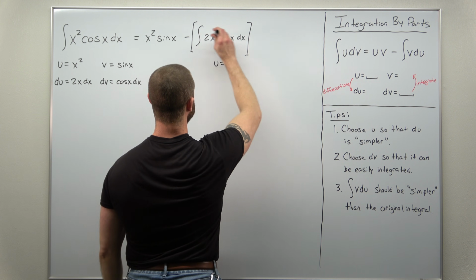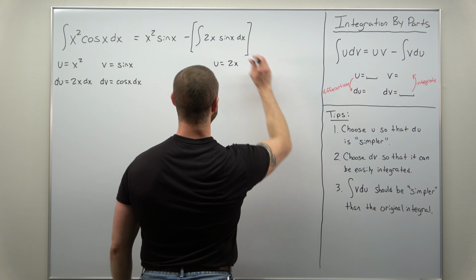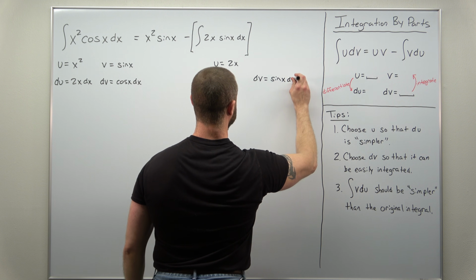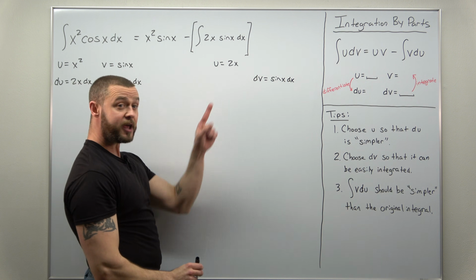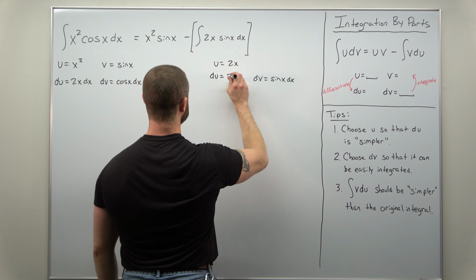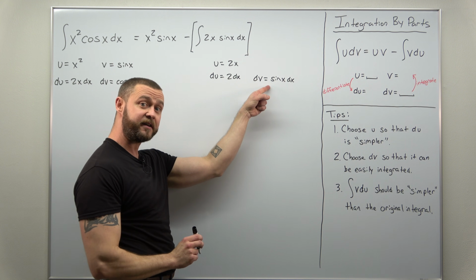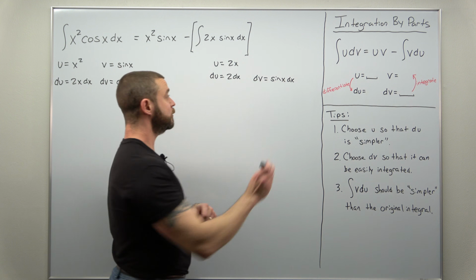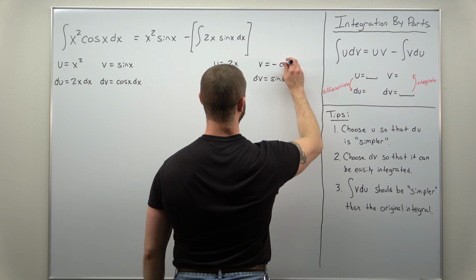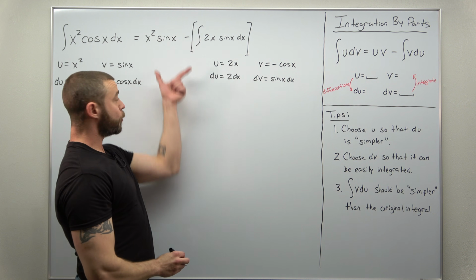All right, so u, we're going to choose that as 2x, dv as sine of x dx. Differentiate, du comes out to 2 dx. And find an antiderivative for sine of x. That's negative cosine of x.